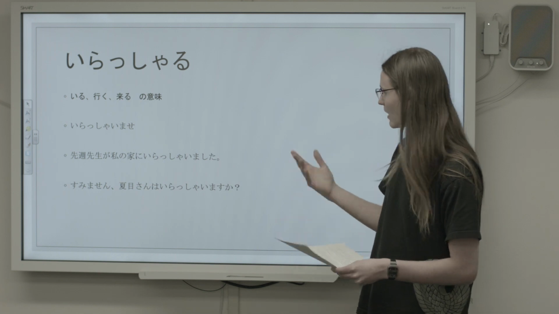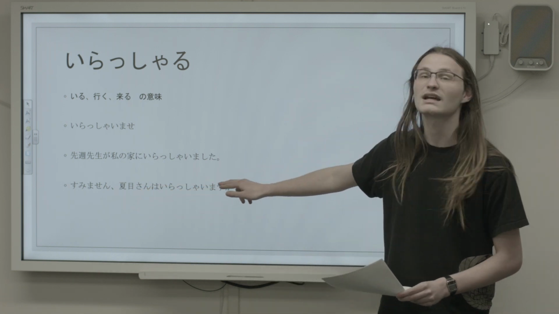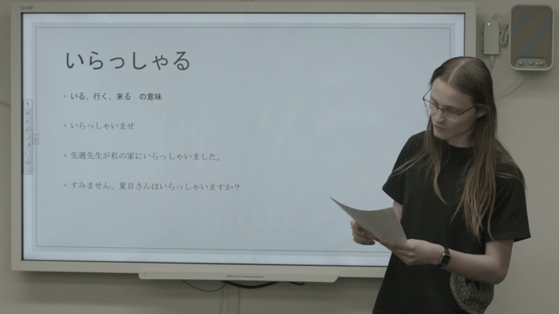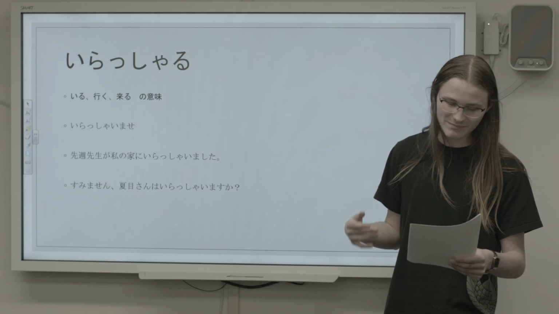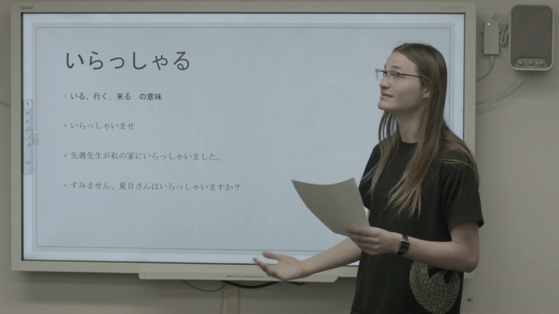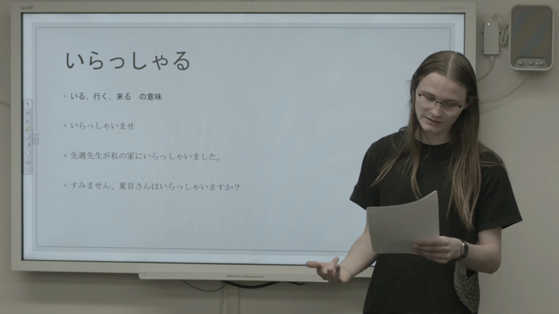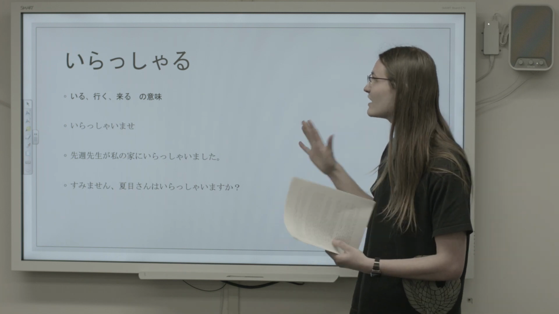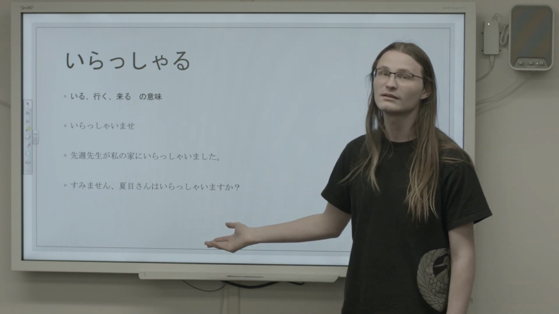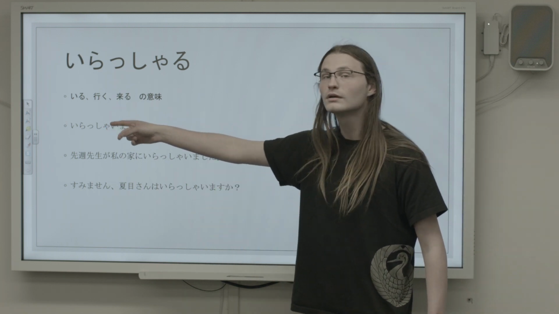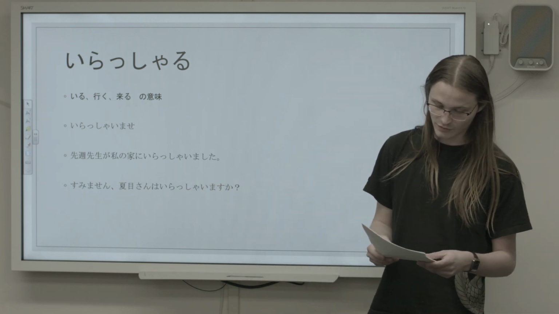Let's look at another very common usage. すみません、夏目さんはいらっしゃいますか? Imagine walking up to a house, knocking on the door, and asking this question. Would it make sense to translate irasharu as iku or kuru? Since the verb is in the present tense, not really. And so it's pretty safe to assume this sentence is going to mean, excuse me, but is Mr. Natsume in? Is he here? Iru? So essentially, irashaimasu ka? Imasu ka? Not too hard.